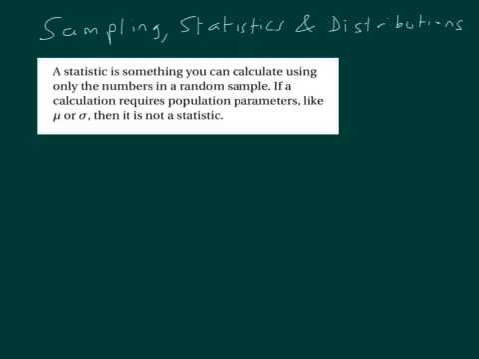It's something you can calculate using only the numbers in a random sample. If a calculation requires population parameters like mu or sigma, then it's not a statistic.